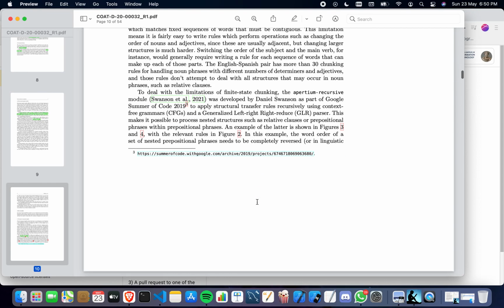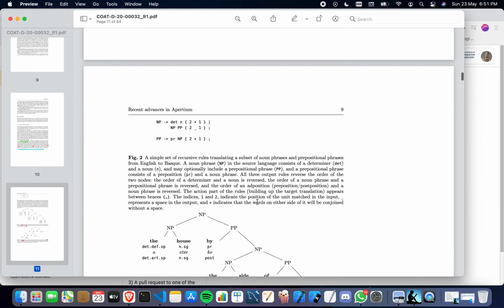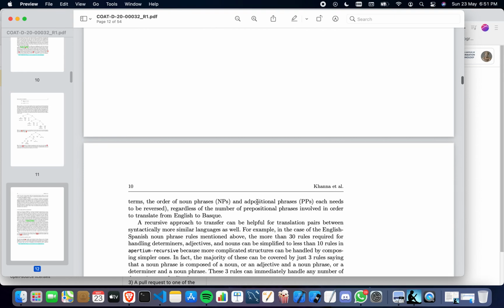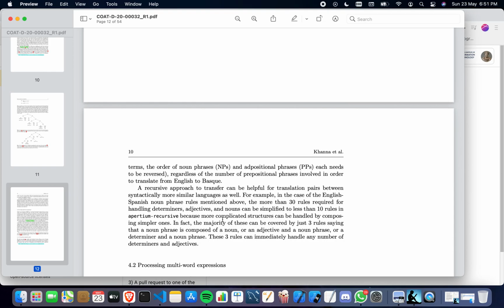Or, in linguistic terms, the order of noun phrases and adpositional phrases each need to be reversed, regardless of the number of prepositional phrases involved, in order to translate from English to Basque. A recursive approach to transfer can be helpful for translation pairs between syntactically more similar languages as well.